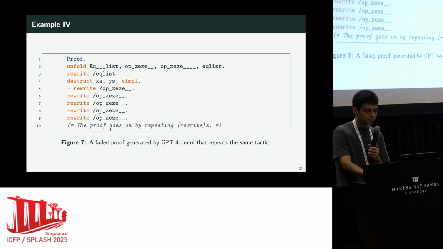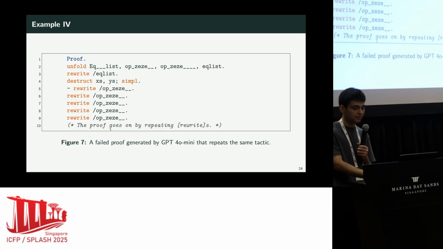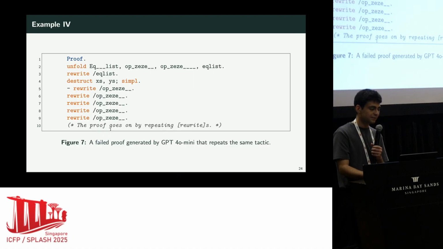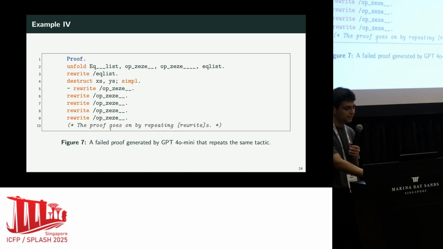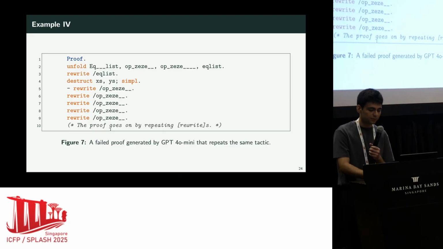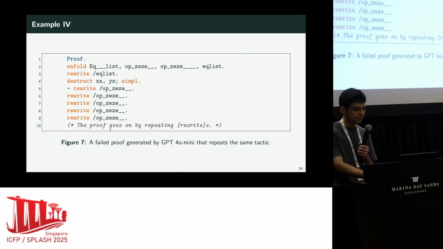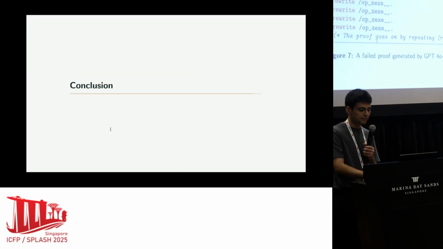And there are also cases where the LLMs are not necessarily doing well. We set the temperature to 0.1, so we hypothesized that this might have caused the LLM to just repeat a few things. For example, it gets stuck rewriting an equality operator and just goes on repeating the rewrite. So there are some cases where the LLMs still get stuck.